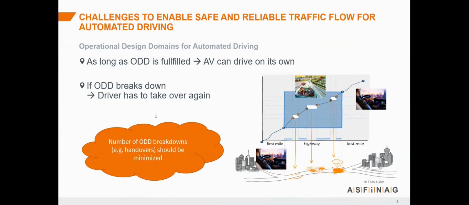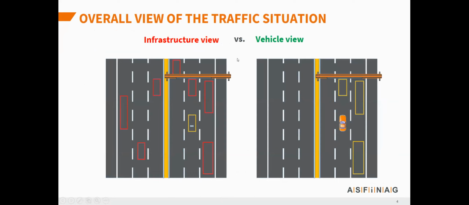Nevertheless, the ODD is where your technology is designed to function. If you leave it, it's not working anymore. And we want to avoid that automated vehicles have ODD breakdowns, because this means that you have to take back control, maybe even very quickly, and this is not safe, and we want to avoid that. Also vehicle manufacturers over time realized and recognized that infrastructure not only can help, but maybe will need to help in the future.